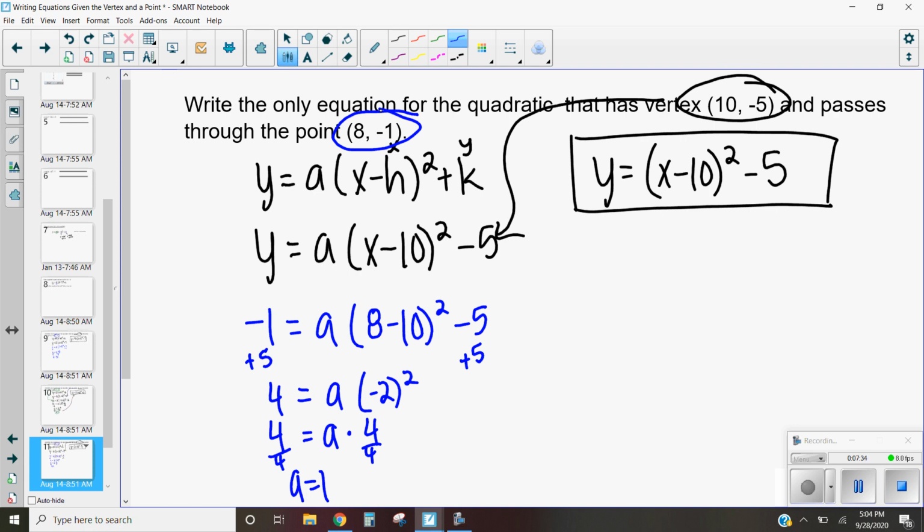If you have any questions, feel free to reach out and we can go over them. But otherwise, this is how we write an equation given just a vertex and another point on our graph.